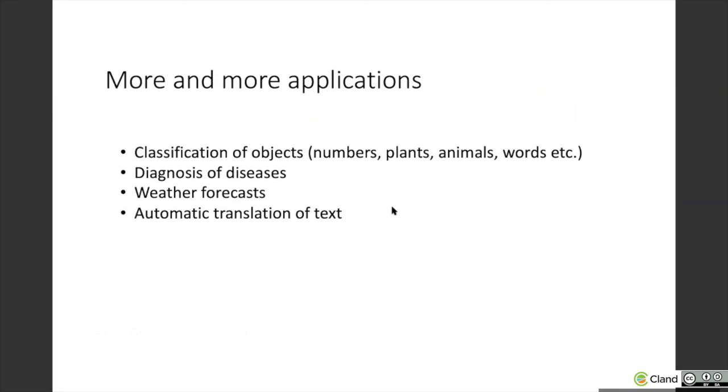So I just showed an example for numbers, but you can implement it for recognizing plants, for example, animals. It's widely used for text mining. In medical science, it can be used for disease diagnosis. It can be used for weather forecast, for automatic translation of text.